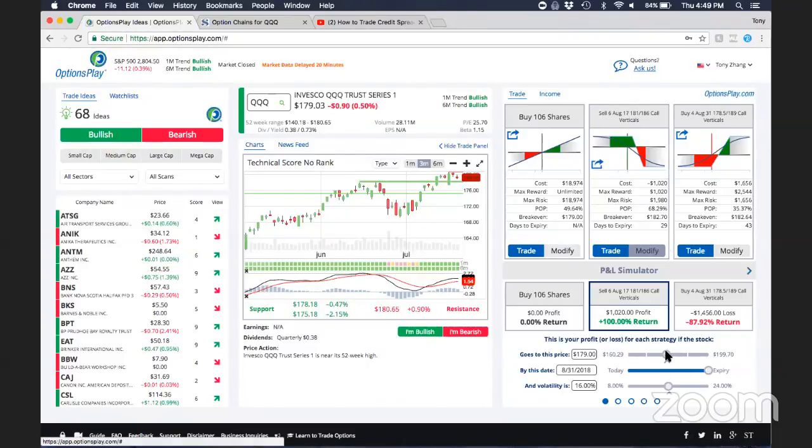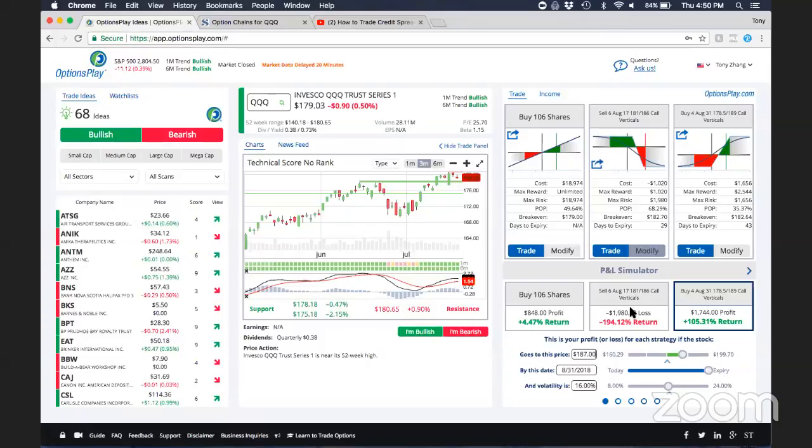And as long as the stock basically stays below 182.70, which is my break-even price, I'm going to collect that $1,020. So as you can see here, if the stock goes to 182.70, that's when this strategy breaks even. Anything below that is pure profit on this specific trade. Anything above that is where I'm starting to lose money. If the stock goes up to 187, I'm actually going to lose $2,000.